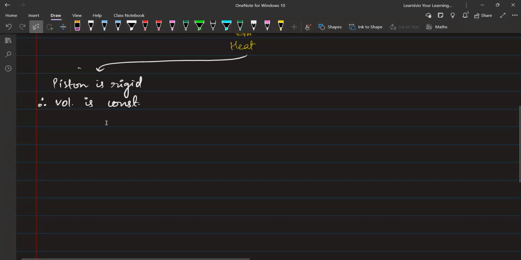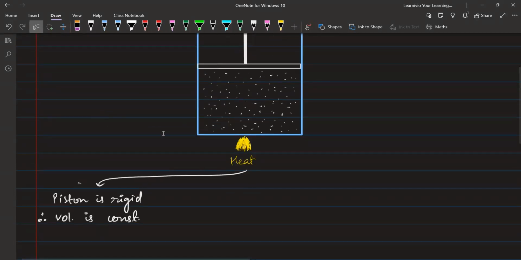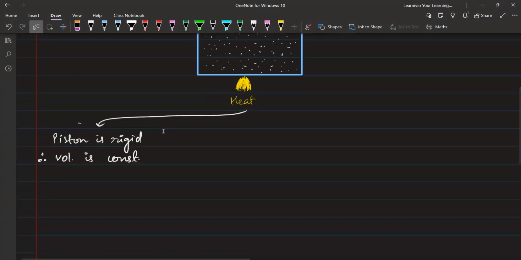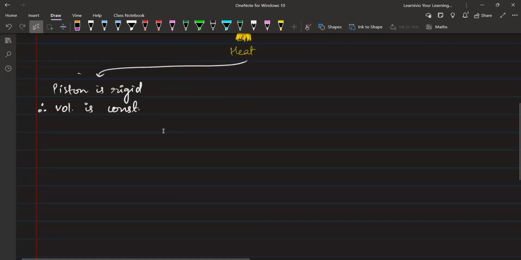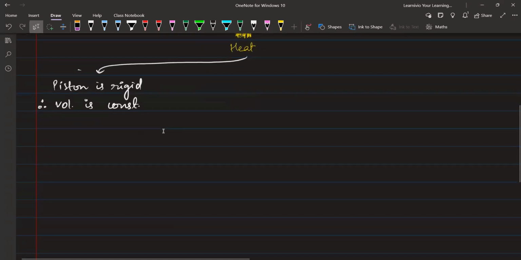Volume is not increasing. Yes or no? Tell me quickly. Makes sense? If the piston is rigid, then yes, volume will be constant. If volume is constant, then it is called what process? What is the name of the process? Zainab, tell me. What will be the name of the process if the volume is constant? Please look at your notes and tell me.